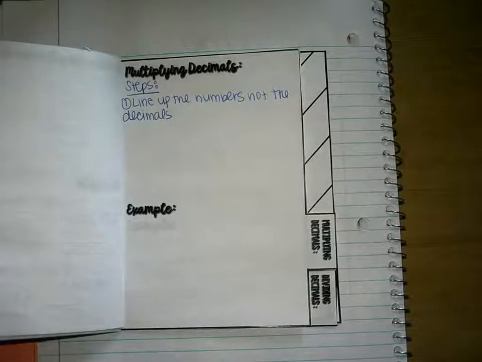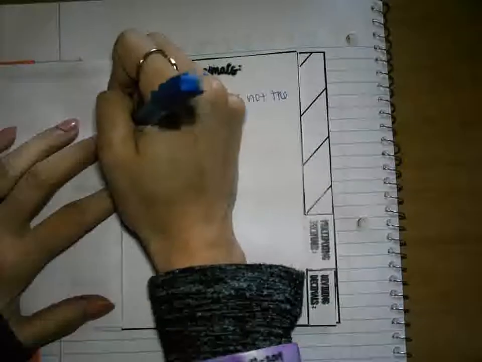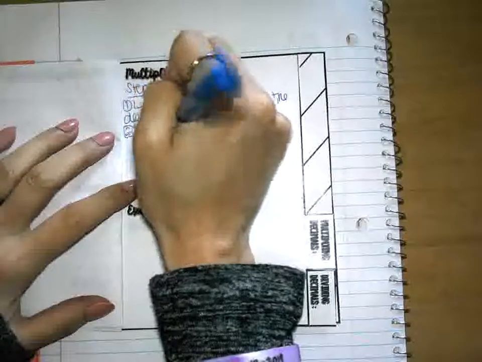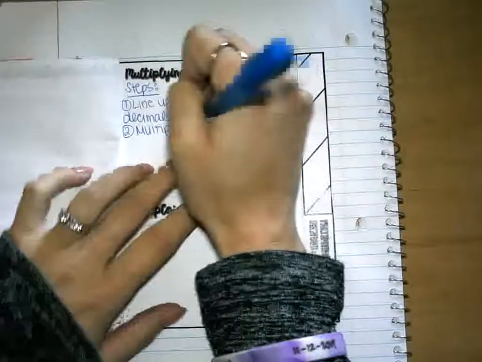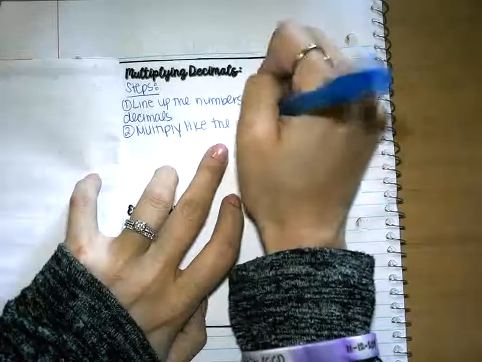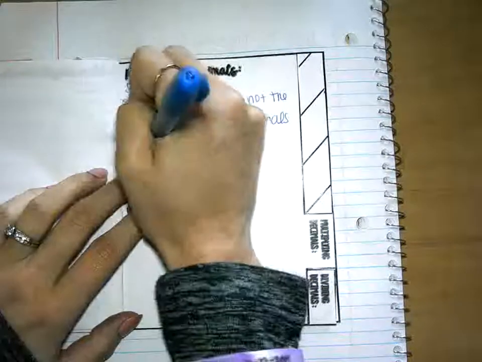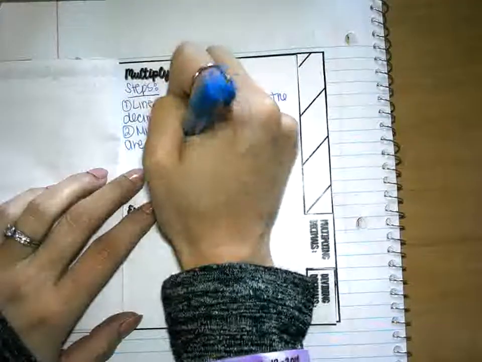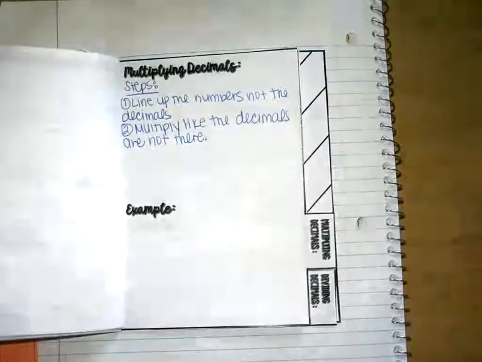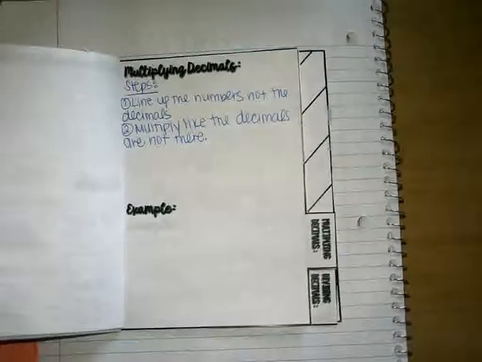Okay, so step 1, line up the numbers, not the decimals. Step 2, multiply like the decimals are not there. So multiply like there are no decimals. Multiply like they are whole numbers.